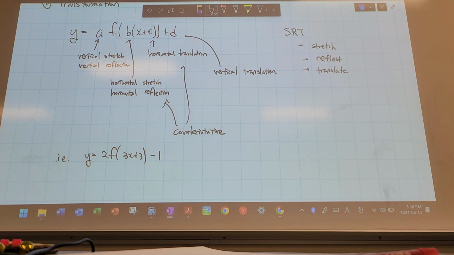Just moving things. Is that what the question was? Excuse me? Is that what the question was? I was just asking what SRT was. I missed it. Yeah. SRT: stretch, reflect, translate.